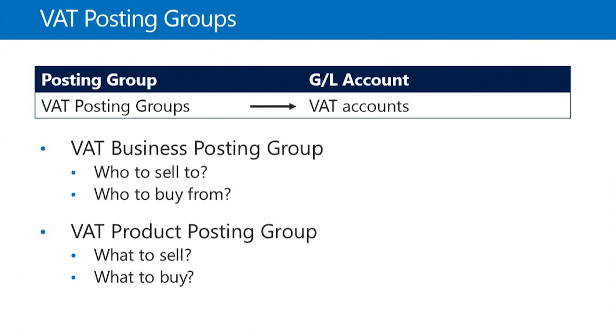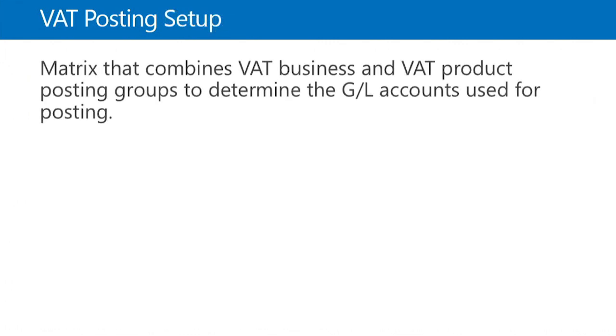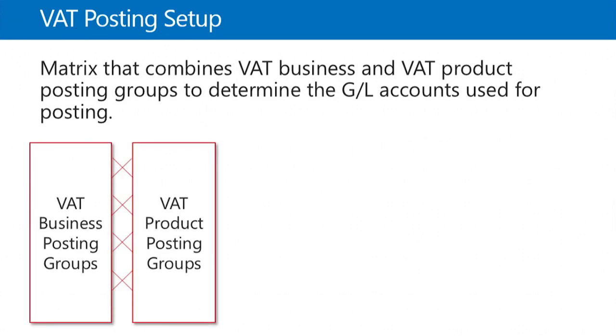And the concept is similar to the one of the general posting groups, like I just said. So also in case of VAT, we will ask two questions: who and what. Who to sell to, who to buy from, what to sell and what to buy. But in this case, of course, we will have to take into account VAT requirements, the legal VAT requirements of a specific region or a country. But again, the concept is the same. So once that we have these VAT posting groups, we will also combine them in the VAT posting setup. But let's start with looking at the VAT posting groups itself.